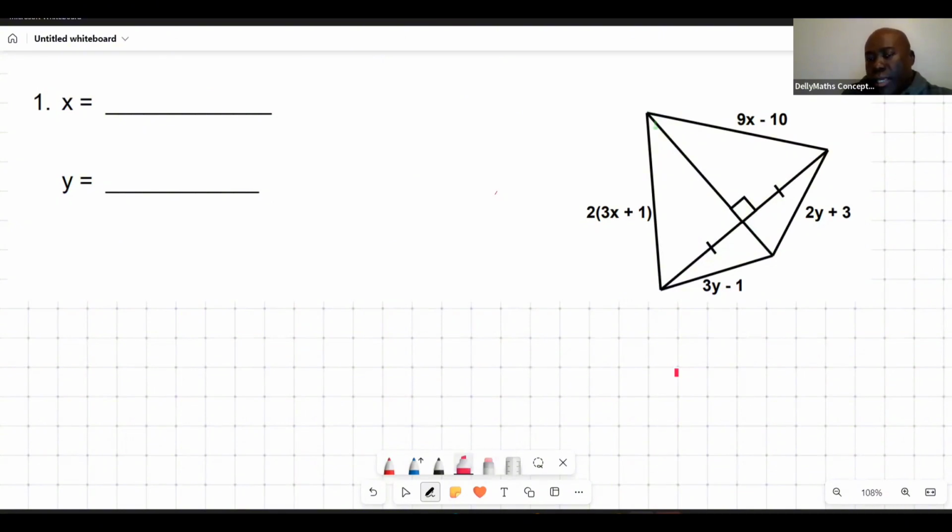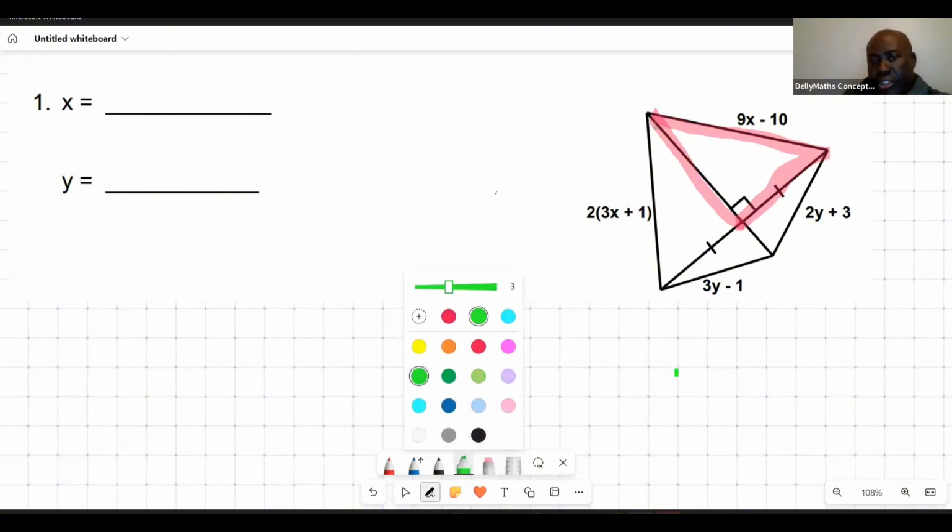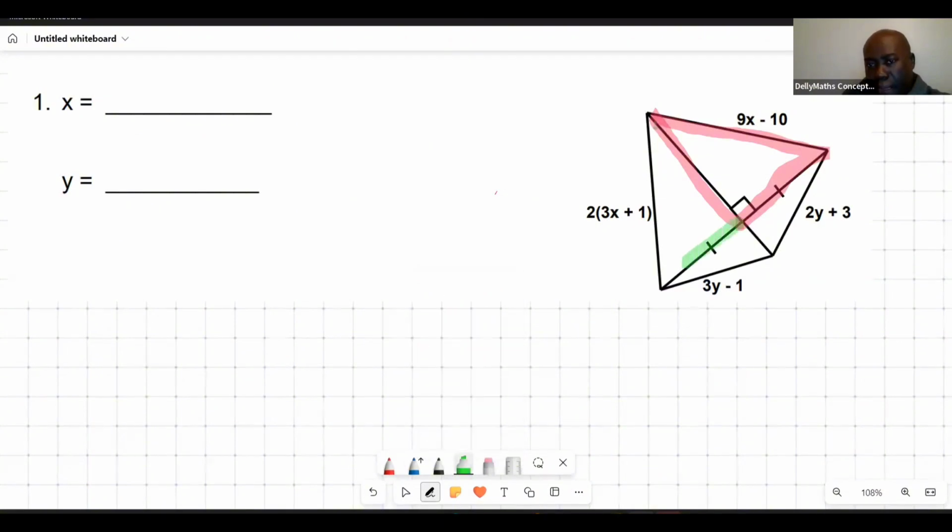For example, because of the perpendicular bisector, which is this line here, this triangle that I'm going to highlight in pink is going to be congruent to this other triangle that I'm going to put in green. It's congruent to it, so those two triangles are of the same measurement. Now, how could I use that to solve for x? Let's take a quick look at this idea.